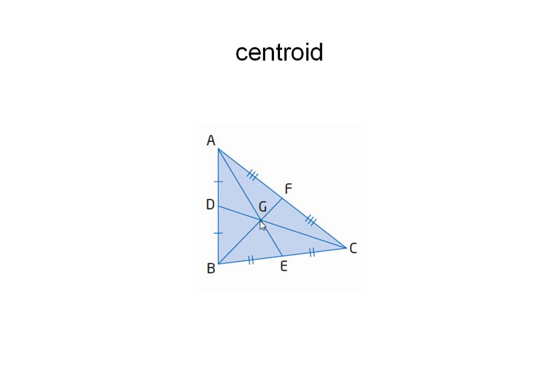So that central point is called the centroid. If you are asked to summarize, what is a centroid? The centroid is the point of intersection of the three medians of a triangle. Or say the intersection of the three medians. If you answer very briefly, the intersection of the three medians is the centroid.